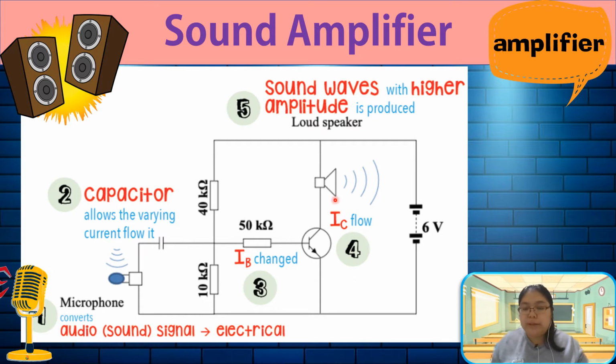Number 4 must be the collector current. So you just say that the small changes of the base current produce bigger changes of the collector current flowing through the collector circuit. Finally we go to number 5. The sound wave with the higher amplitude is produced through the loudspeaker. So this is the function of the sound amplifier using the transistor.